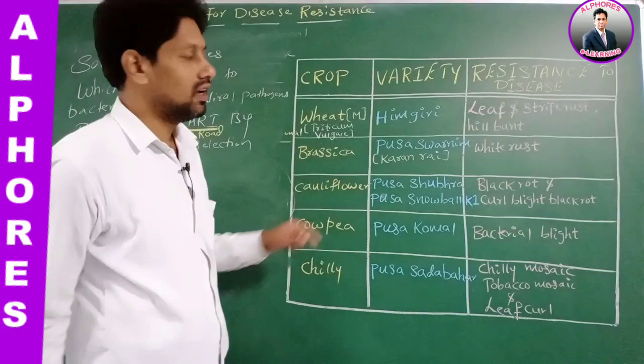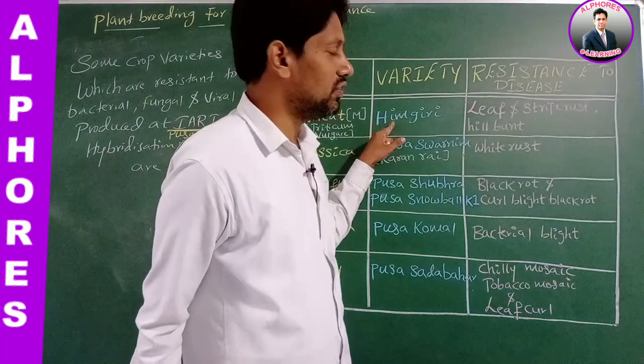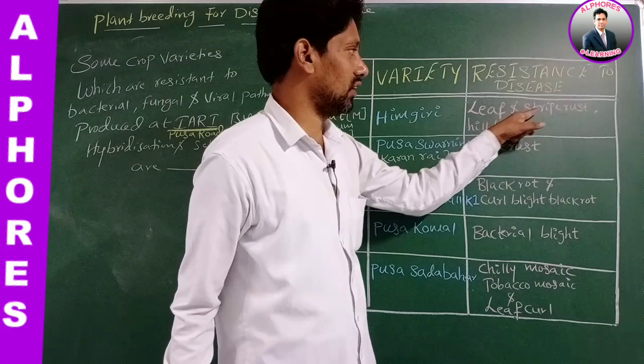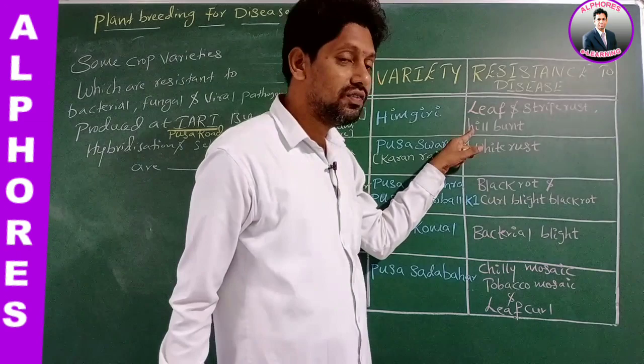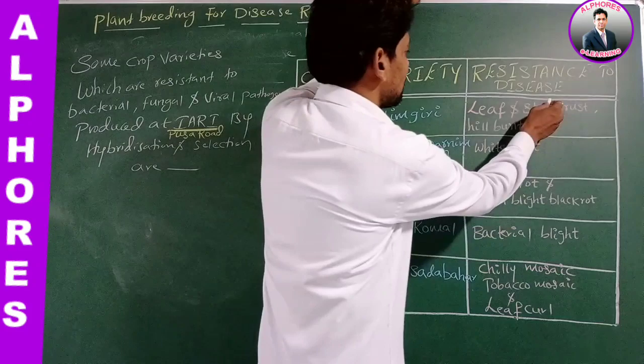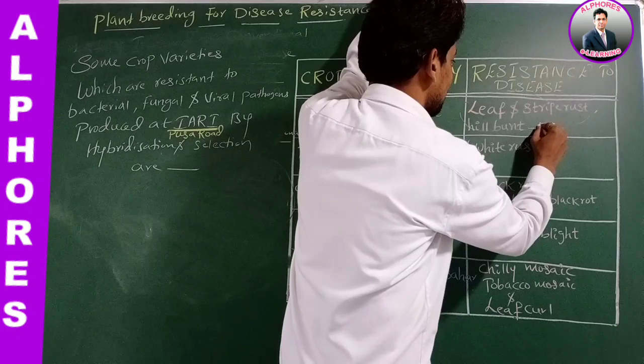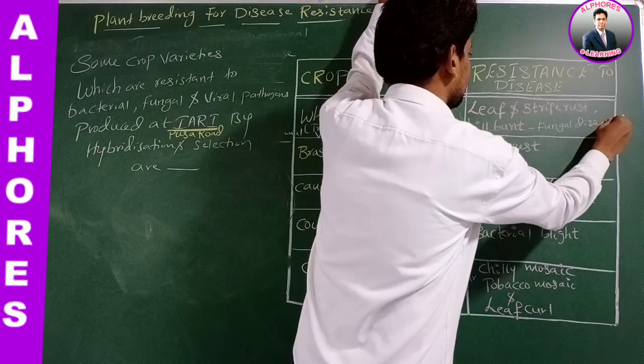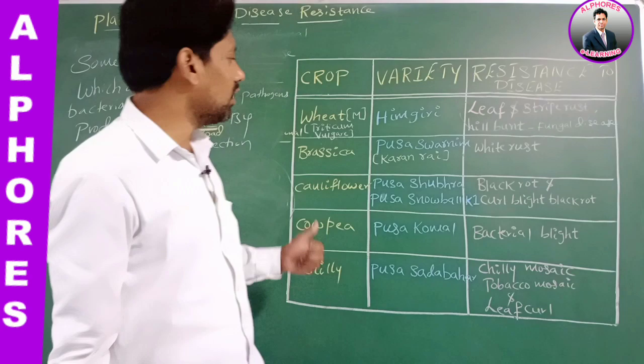This Himgiri variety of wheat is resistant to which disease? It is resistant to leaf and stripe rust, and even resistant to hill bunt. These diseases, leaf and stripe rust and hill bunt, are caused by fungi. Therefore, these are fungal diseases. Is it okay? Right.